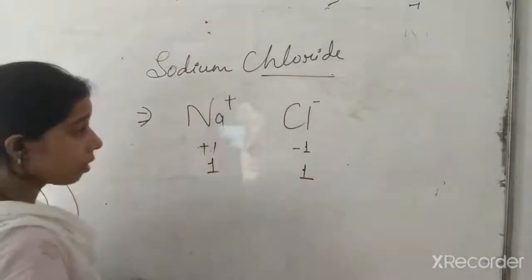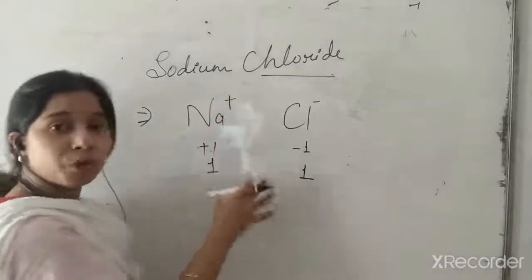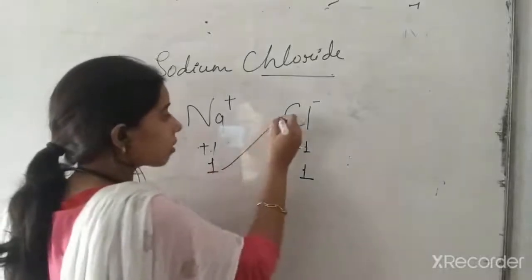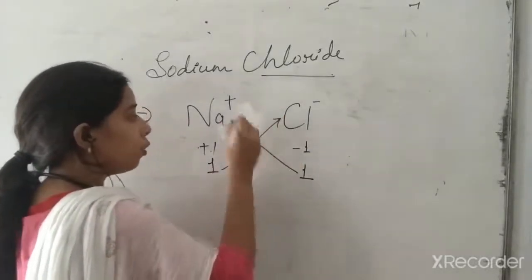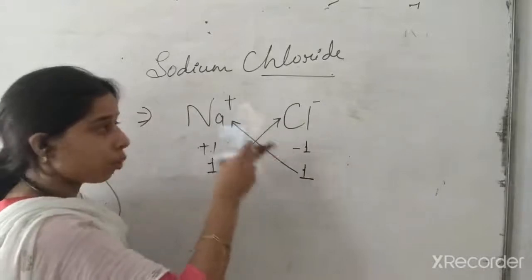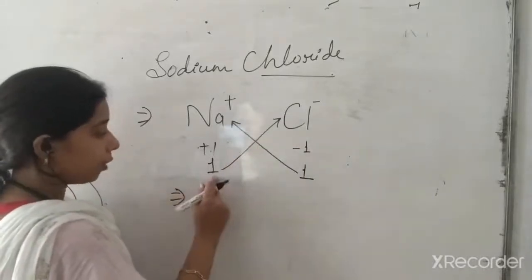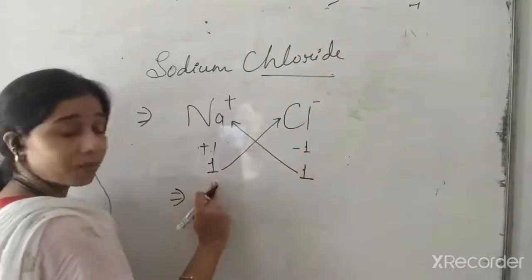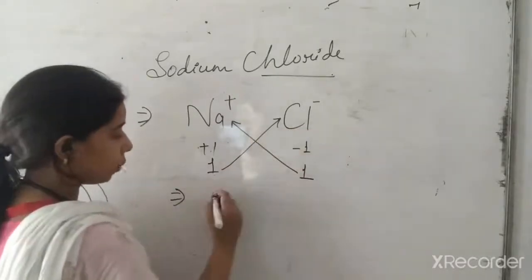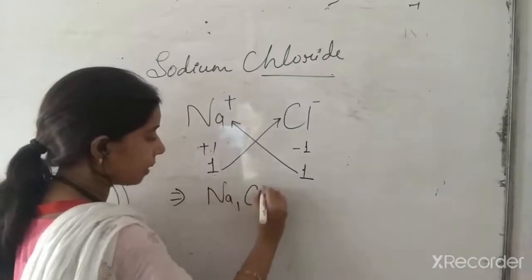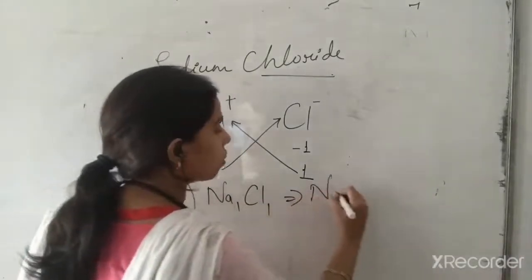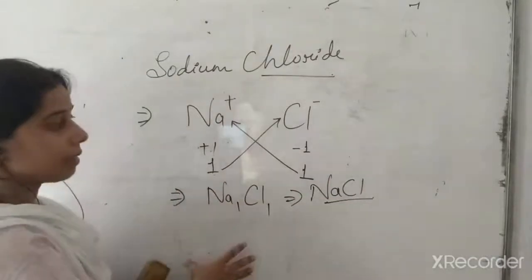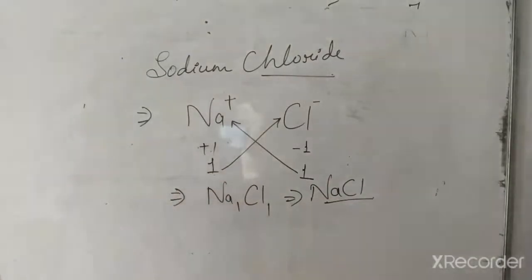Now to make the formula of sodium chloride, what we will do is crisscross this valency to both of these ions. Here this will be multiplied with this one. Here it is only 1, here also it is 1, so it will be Na1 and Cl1, which equals NaCl. So by writing the valency we are able to find the formula.